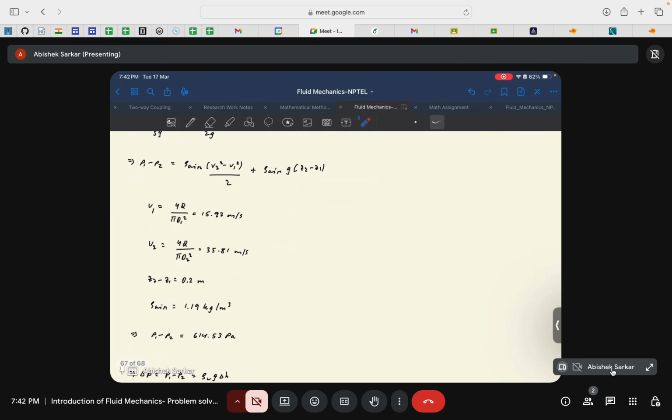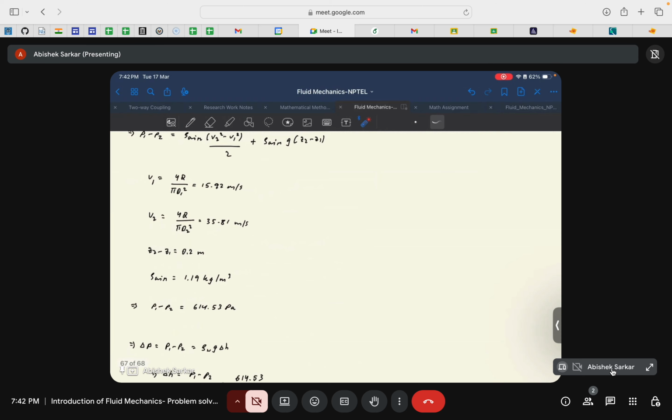Now Z2 minus Z1 is 0.2 meter. If you remember, Z2 was at a higher level than Z1 from the diagram. It was 20 centimeter higher, so it is 0.2 meter. And rho air is 1.19 kg per meter cube. So if you substitute these values in this equation, you will get P1 minus P2 to be 614.53 pascals.